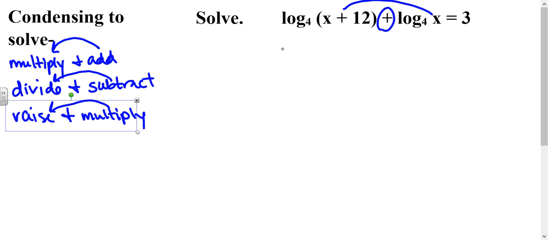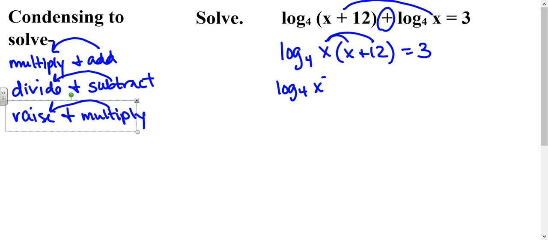So to condense this, I'm going to rewrite it as log base 4 of x times x plus 12 equals 3. So I can go ahead and distribute this. So I have log base 4 of x squared plus 12x equals 3. Now, this is very similar to the last problem that we did. I want to get x by itself. Well, in order to do that, I need to get rid of my log base 4. So what cancels out log base 4? Base 4. So I'm going to use base 4 and exponentiate everything else.